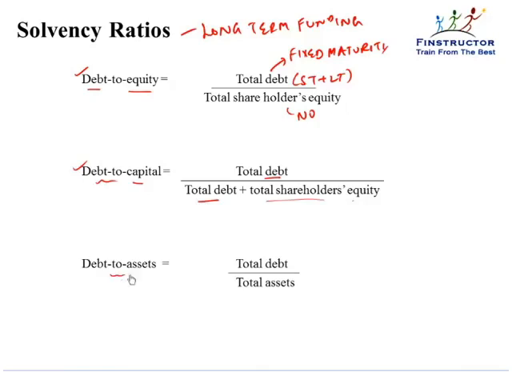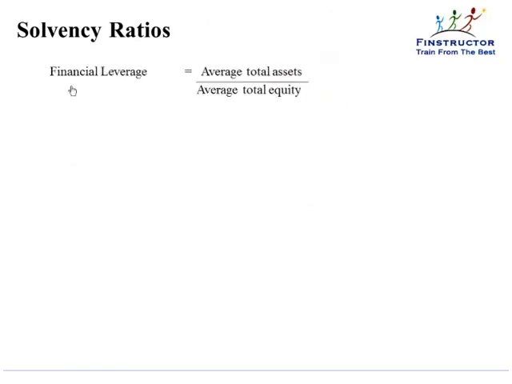Debt to assets similarly will be total debt upon total assets. These would also include now the current assets along with the long-term assets. Very important ratio called financial leverage, or simply leverage, is the total assets upon the total equity. Please note it's a pure ratio. It's a balance sheet item divided by a balance sheet item. So normally we could simply use the end of period values.